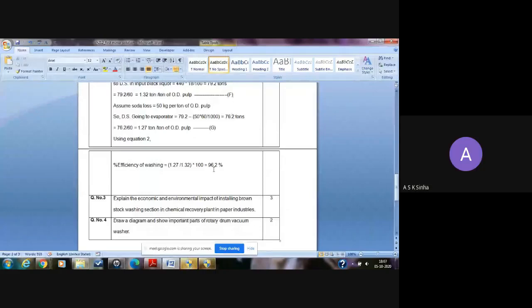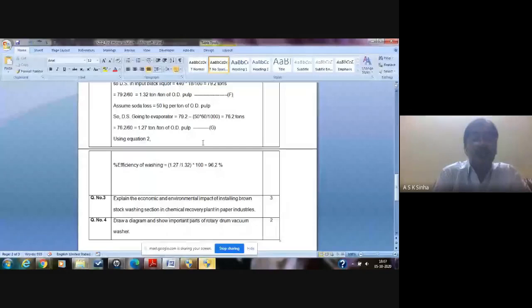That means 96% of the chemicals, dissolved solid, is recovered and sent in the form of dissolved solid in black liquor for further processing to the evaporator house in the chemical recovery section. So this much quantity of the dissolved solid will be going to the evaporator section, and the rest of the amount is basically lost in the process, and mainly it's going along with the washed pulp. So that is basically the loss of the chemical.